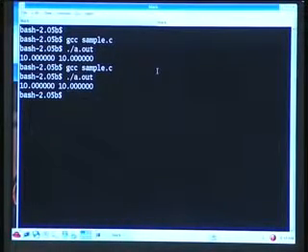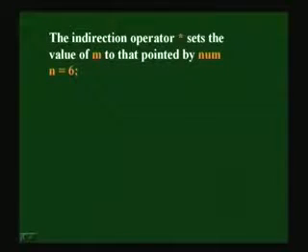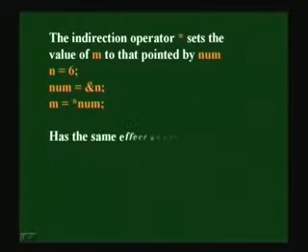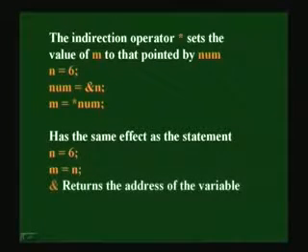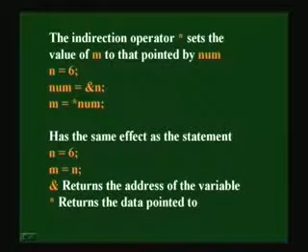Now, for example, let's make this statement n equal to 6, and we say num equal to ampersand n, and then m equal to star num. That has the same effect as the statements n equal to 6 and m equal to n. So why do you want to use the ampersand sign and the pointers? We'll see that in a little while. The summary of this part is that we had the ampersand sign to return the address, and the asterisk sign to return the data to which it is pointing. So those are the two basic operators associated with pointers.